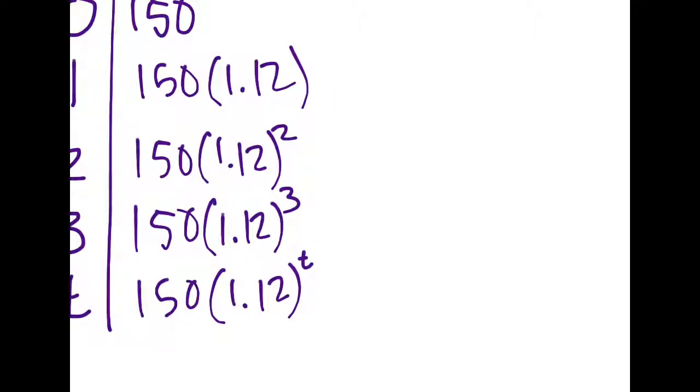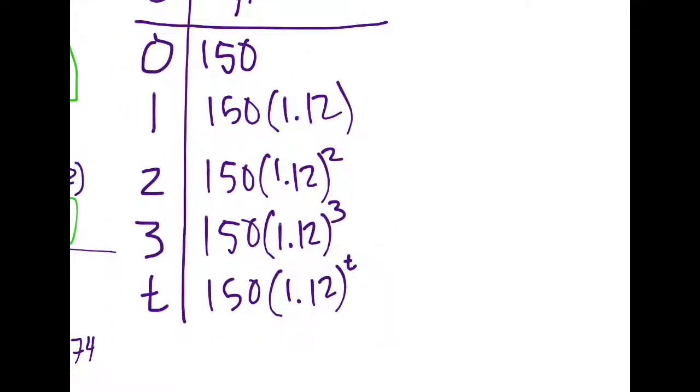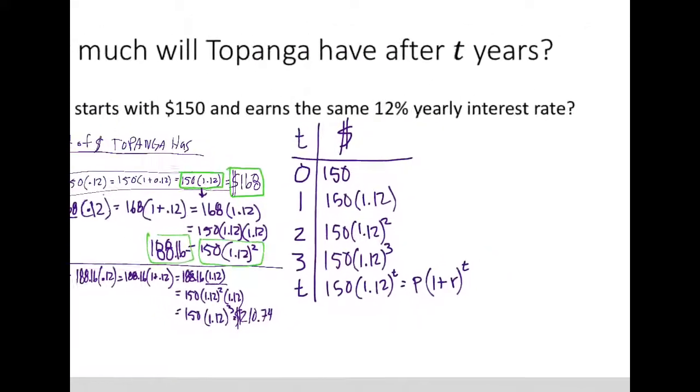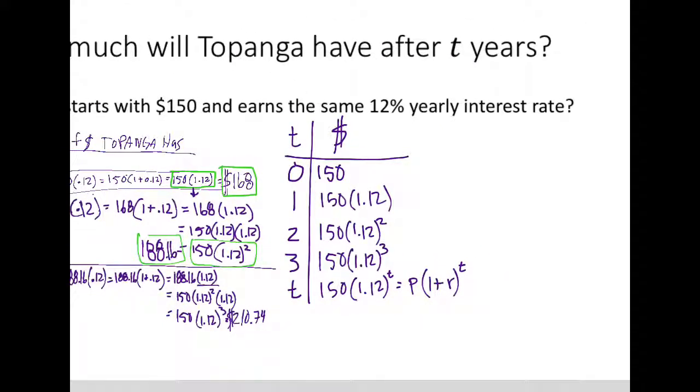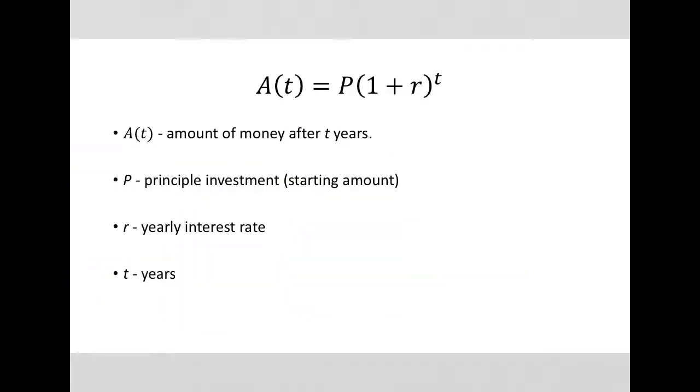And we can break this down more generally. We can say that after t years, you will have your initial investment, in this case our $150, times 1 plus your annual rate of interest to the power of t, the number of years. And we get that little general equation right there, and it looks beautiful, and we can say that that is A of t, the amount of money with respect to time. So the amount after t years is equal to the principal investment, aka the amount of money you start with, times 1 plus that annual rate, all raised to the power of t years.